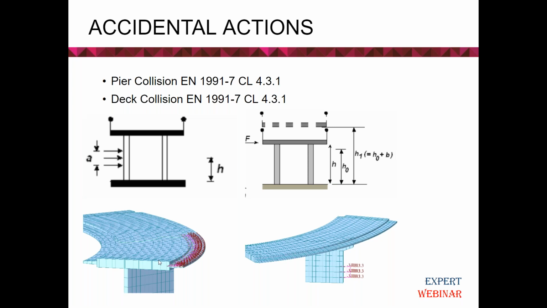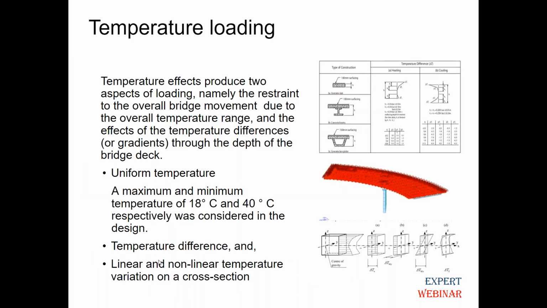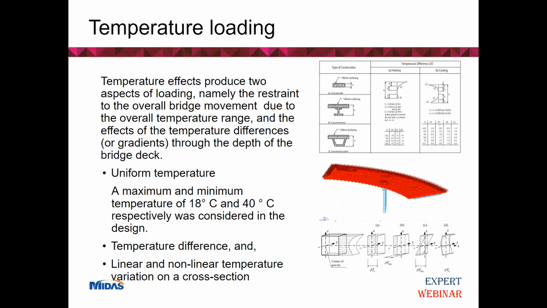Temperature loading was also considered. We used the maximum and minimum temperature of 18 degrees and 40 degrees respectively. Also, the temperature differences, the linear and non-linear temperature variation of the cross section, was included. It can be calculated in Midas, and it's easily put in the software. So it doesn't give you a hard time to calculate and to put into each and every plate element. It's very easy to input in Midas.